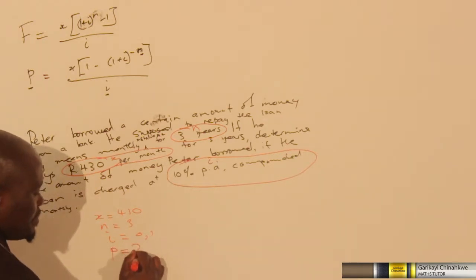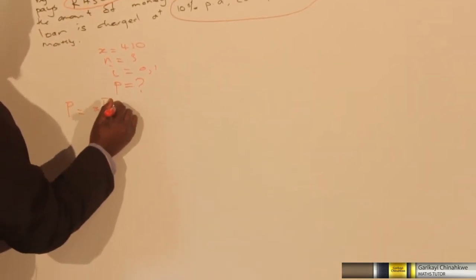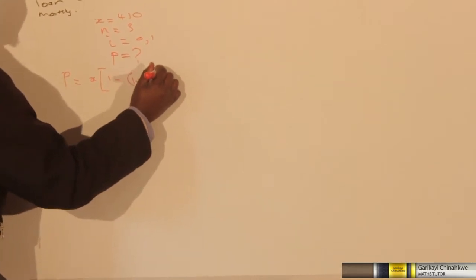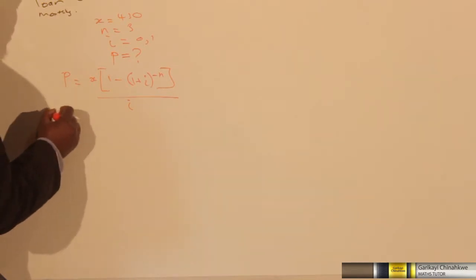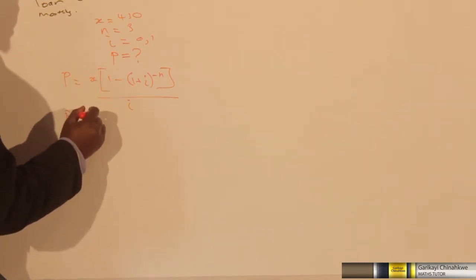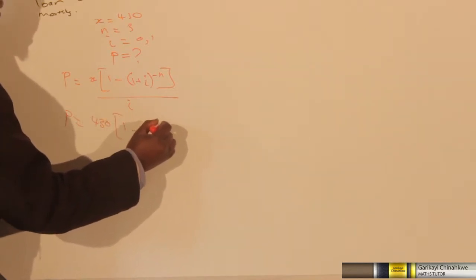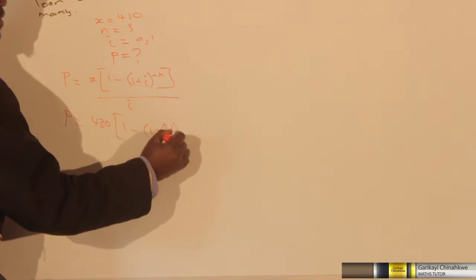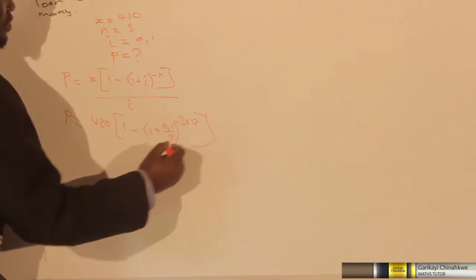We are looking for P. So in other words, P is equal to x, big bracket, 1 minus 1 plus i to the power of negative n, all over i. Then what is the value of P? What's the value of x? It's 430. What's the value of i? 0.1 compounded monthly, so over 12, and n is 3 years times 12. So this is going to be your present value.